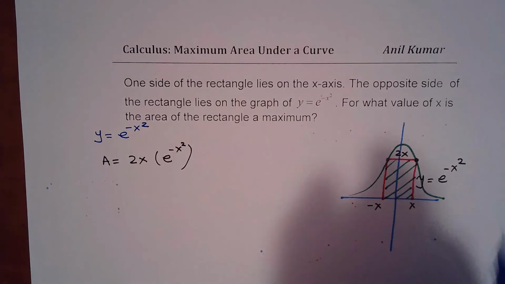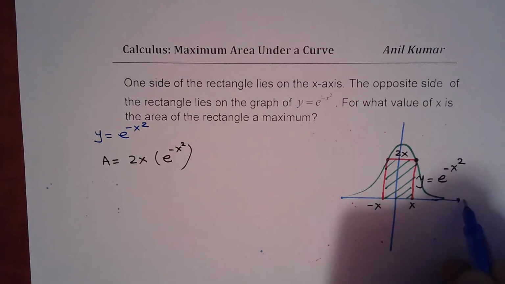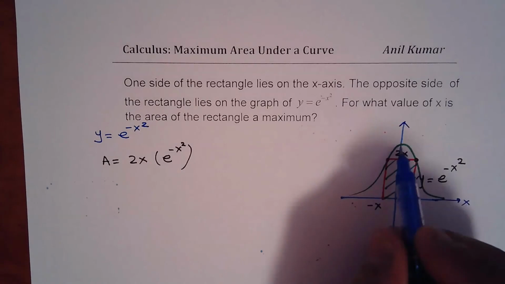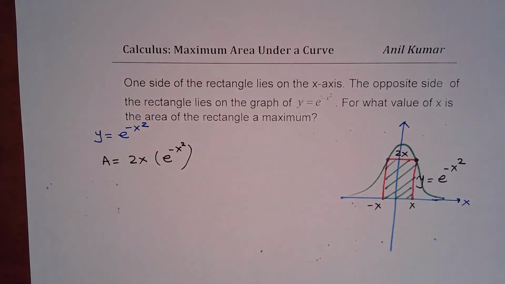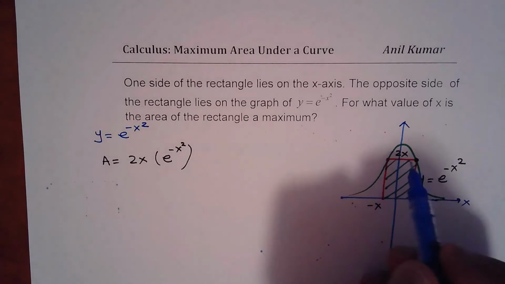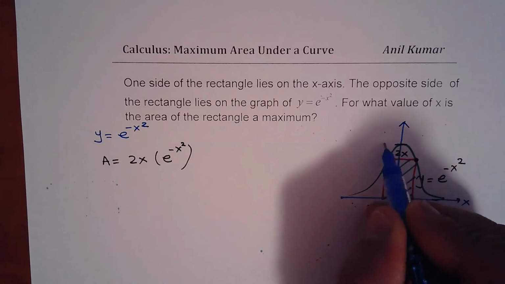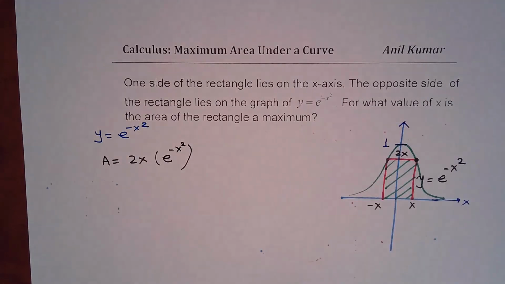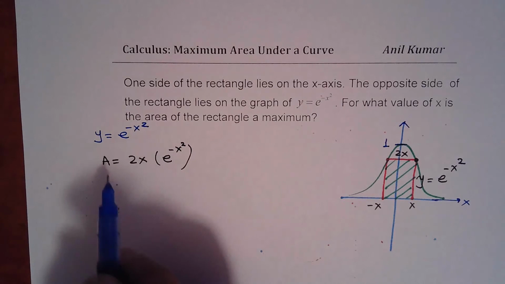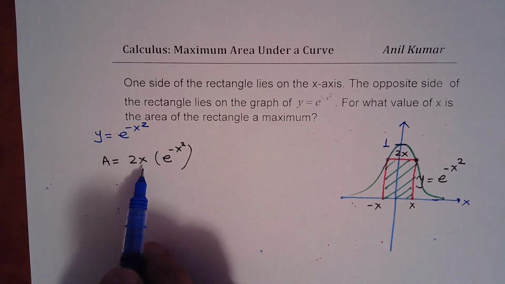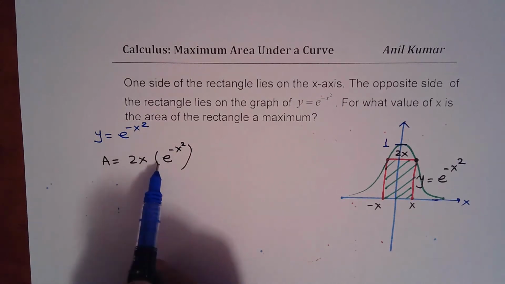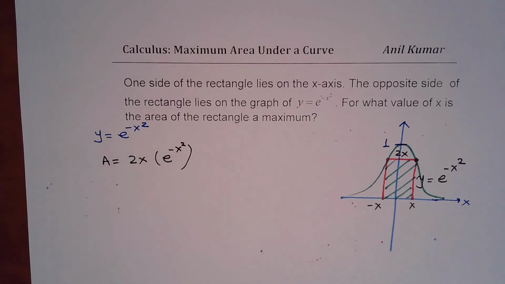Right. So this is the x-axis, and on the y-axis, the other side has intercepts on the curve. Now if x is 0, then we know this point is 1. So this is 1. Now we have a function in x. So if we find the first derivative and analyze, we can always find the value of x for maximum area.